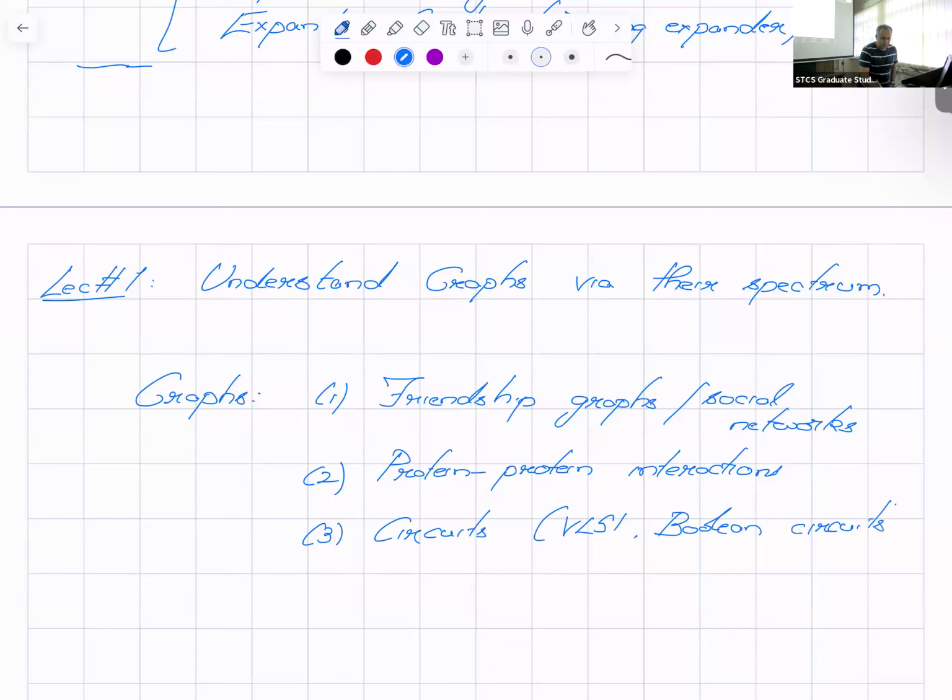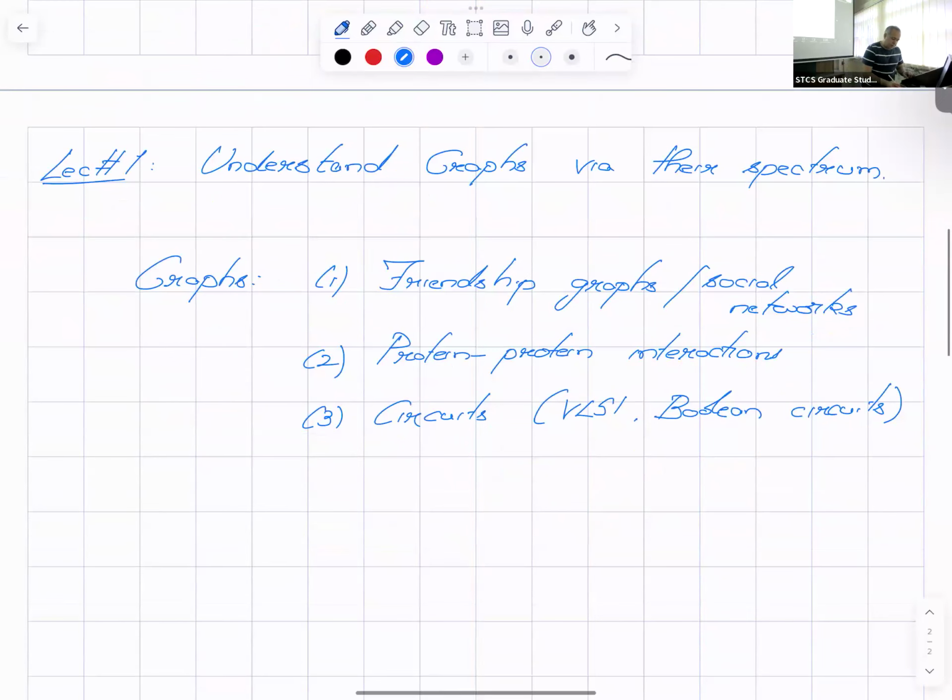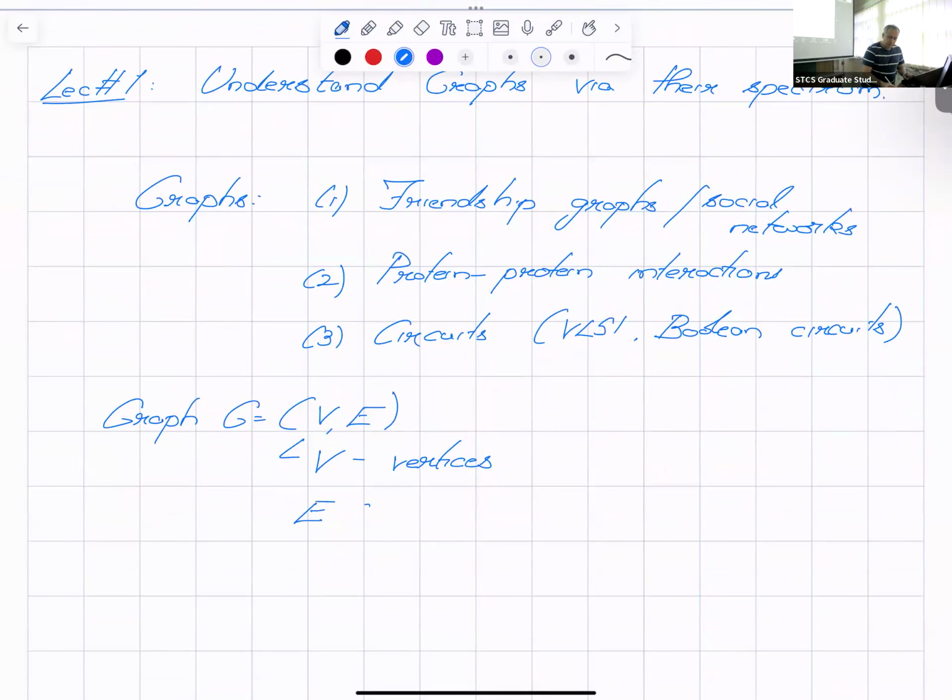We'll abstract all of them, and for us, a graph is just going to be a tuple G = (V, E). V is the set of vertices, and E is going to be a subset of V choose 2, that is, unordered pairs. It's a set of edges. That's the simplest form of graph we'll do.